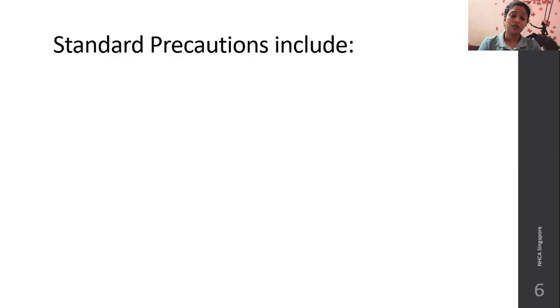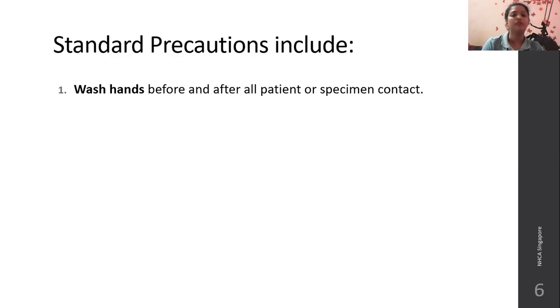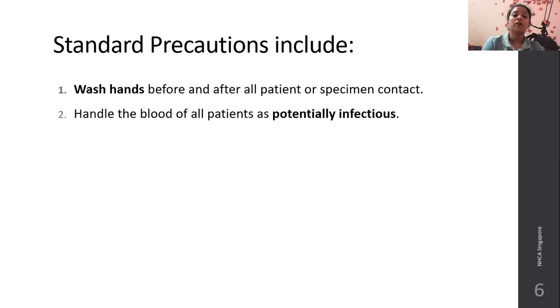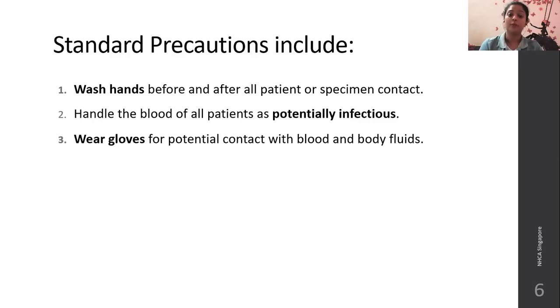Standard precautions include washing hands before and after patient treatment or specific contact. Handle the blood of all patients as potentially infectious. Wear gloves for potential contact with blood or body fluids. If you're going to do a procedure where there may be blood sprayed or blood spillage, or you may be in contact with body fluids, you should wear gloves. Prevent needle stick and sharps injuries.